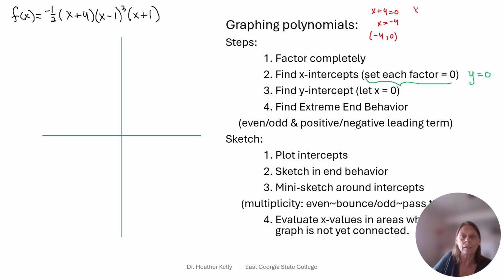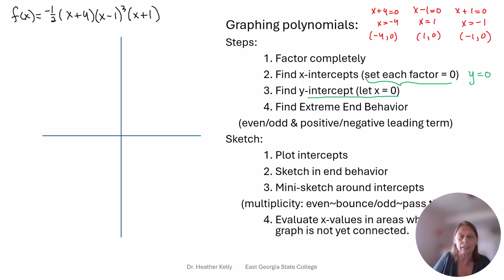We have x minus 1 equals 0. Notice I don't care about it being cubed. We're just going to take the factor part. It doesn't matter if the factor is raised to a power. We're just going to take the factor part and set it equal to 0. So we have x is equal to 1, so we get 1 and 0. And then finally we have x plus 1 equals 0, so x is equal to negative 1, and we have negative 1 and 0.